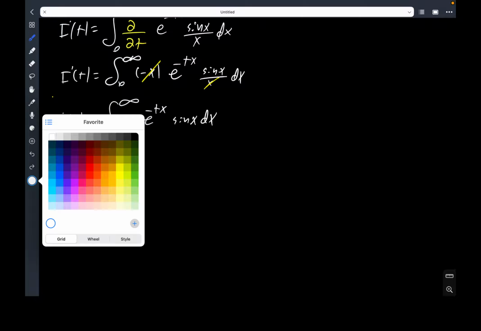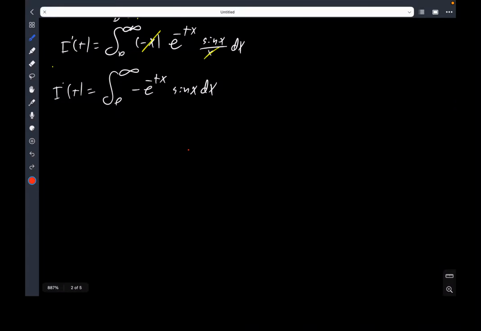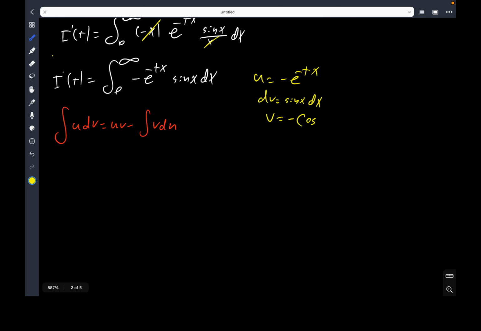You can use integration by parts. Integration by parts says that if I have the integral, for example, of u dv, I can write this as uv minus the integral of v du, obviously considering the bounds as well. Now I can say here that u equals negative e to the negative tx, and dv is sine x dx. The antiderivative of sine x is negative cosine x, because if you take the derivative of cosine x, you're going to get negative sine x.